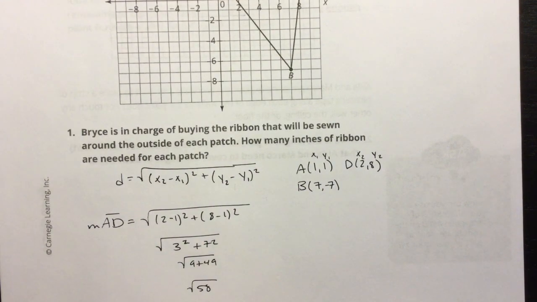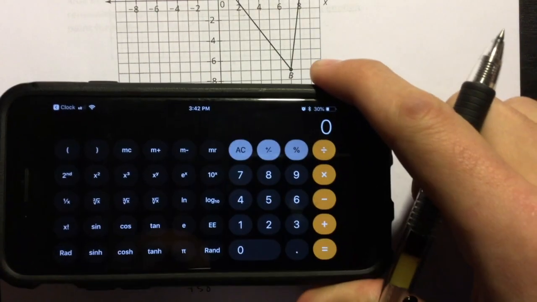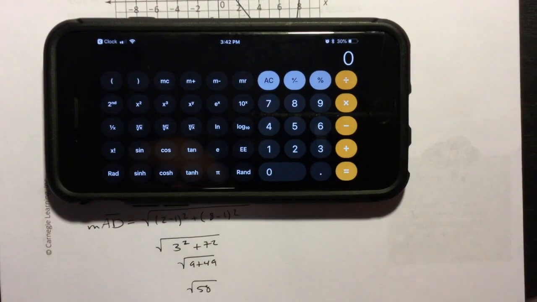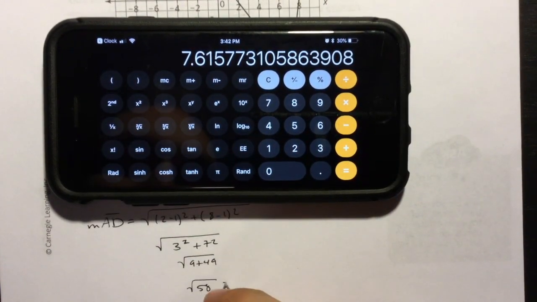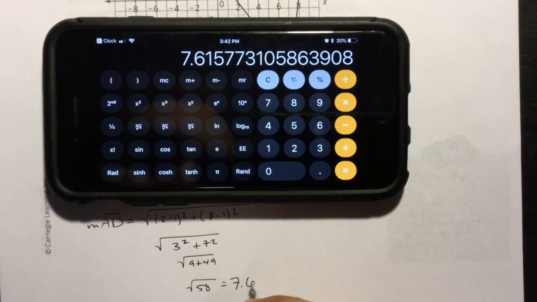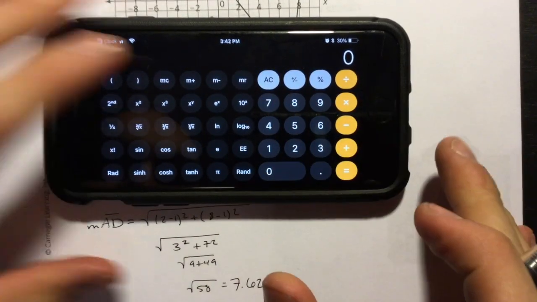In the last couple of videos I was using my calculator and I could not get it to turn, but today I did. Hooray! So we're doing the square root of 58, so you just go 58 and then hit the square root button. It'll pop out a number for you. So that is 7.62 for side AD.